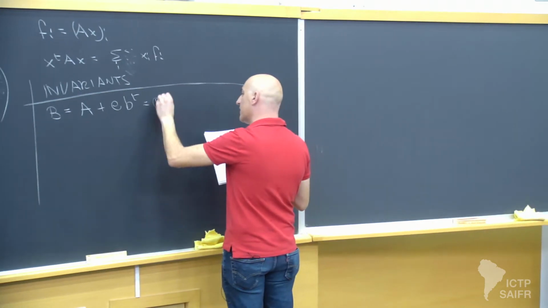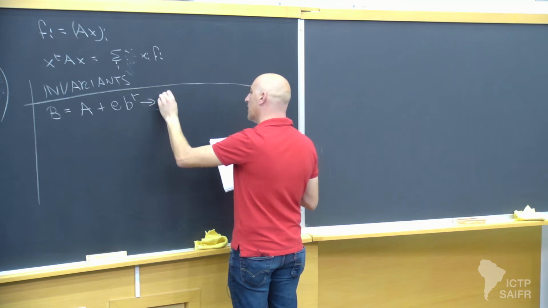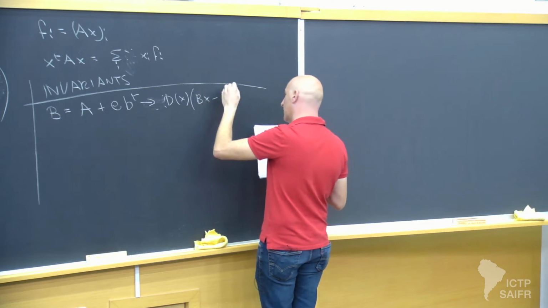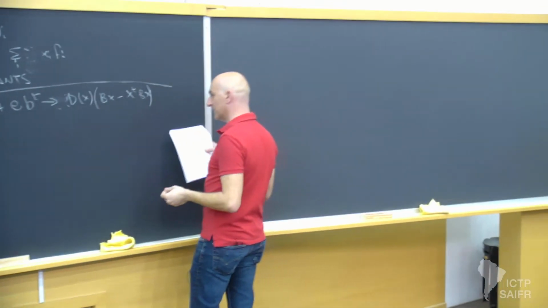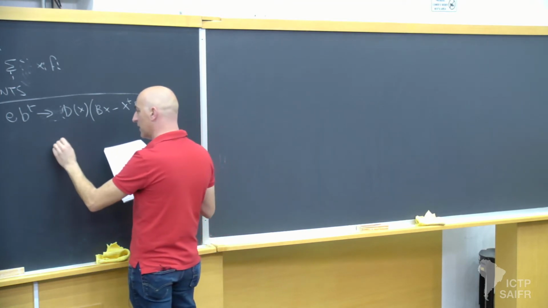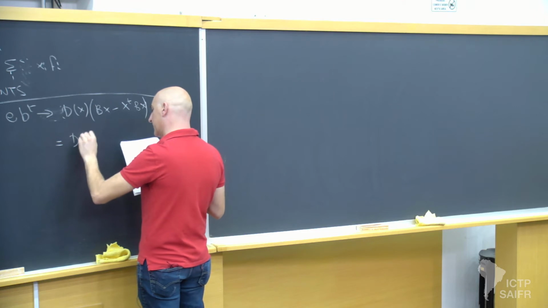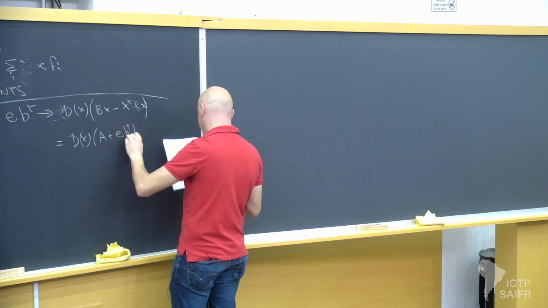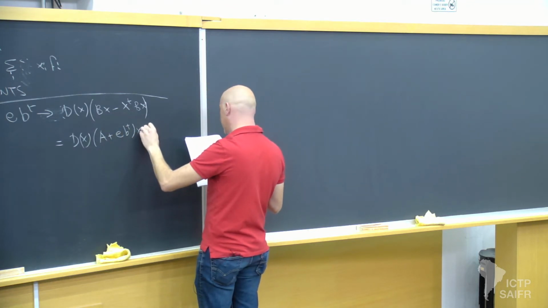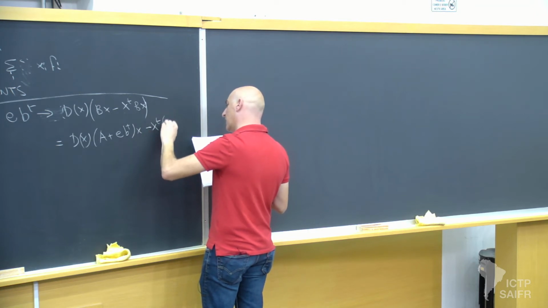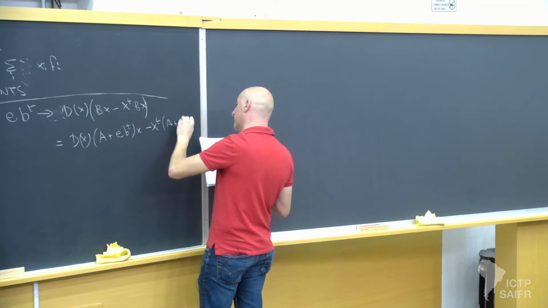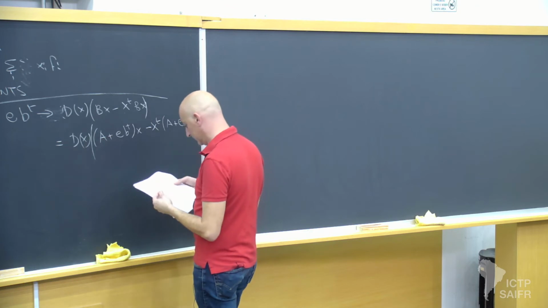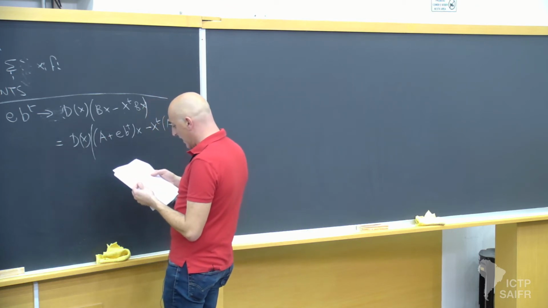This is like dx, so this leads to dx, bx minus x transpose bx, right? And then we can expand this and say this must be equal to dx, and then we have a plus EB transposed x, and then we can take out this piece, and then we have x transposed a plus EB transposed x. So I just separated these things. All right. And then what can I do?